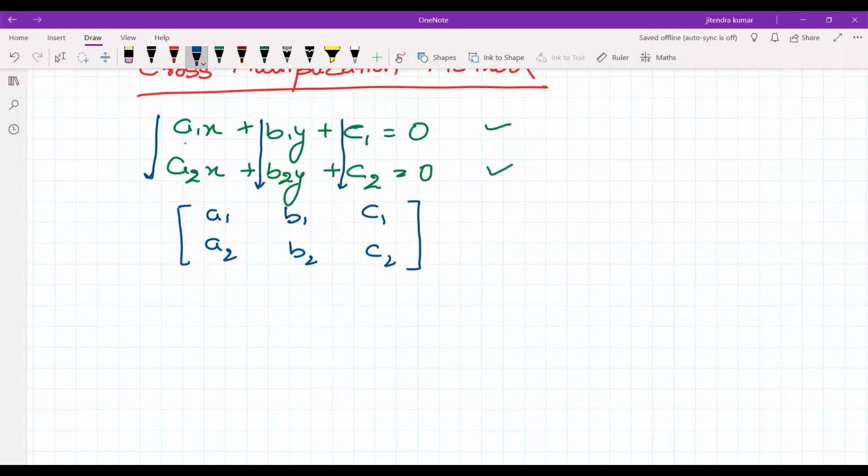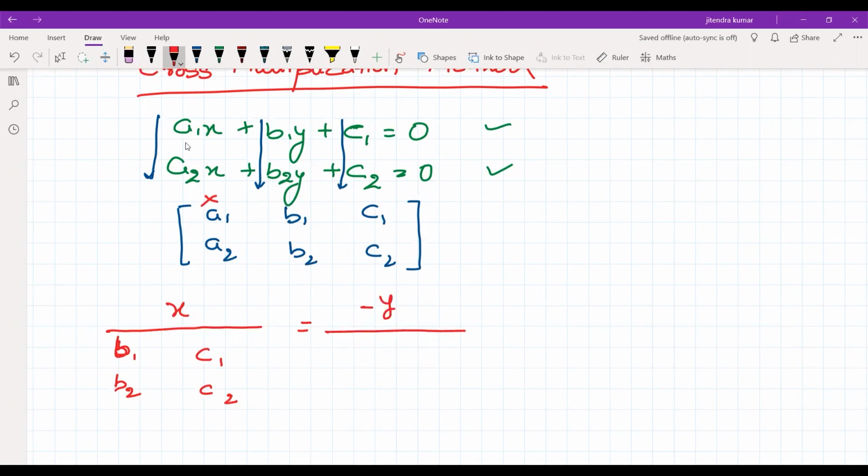Now what we have to do here, in the next step, you just have to write x at the top, and in the bottom you have to write the other 2 columns. Like we are taking x here, so let's leave this part and write the other 2: B1 B2, C1 C2. Then equal to, then here you have to write minus y, and then leave this one as we are considering y, and write the other 2.